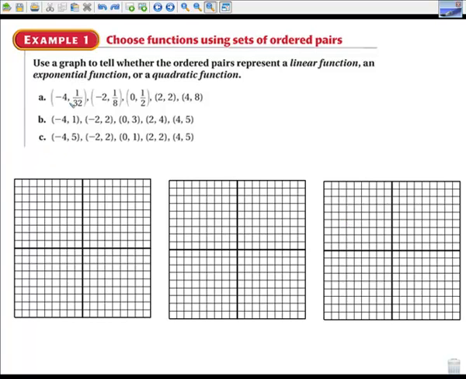So we have -4, and 1/32 is almost right on the x-axis. -2 and 1/8 is up a little bit more. 0 and 1/2. 2 and 2. And lastly 4 and 8. And hopefully you can clearly see that this is increasing at an increasing rate, and it does fit the model for an exponential.